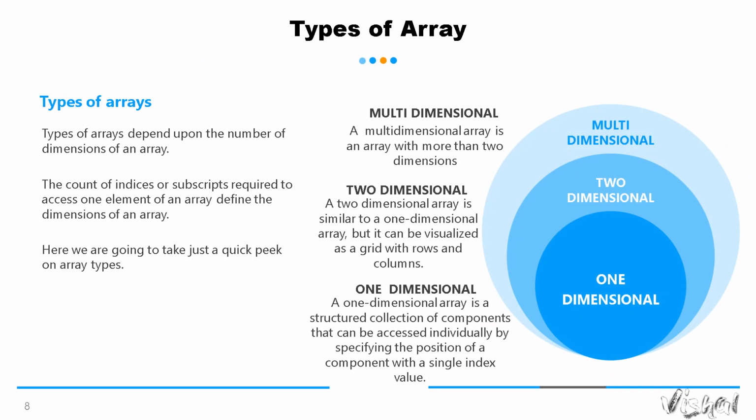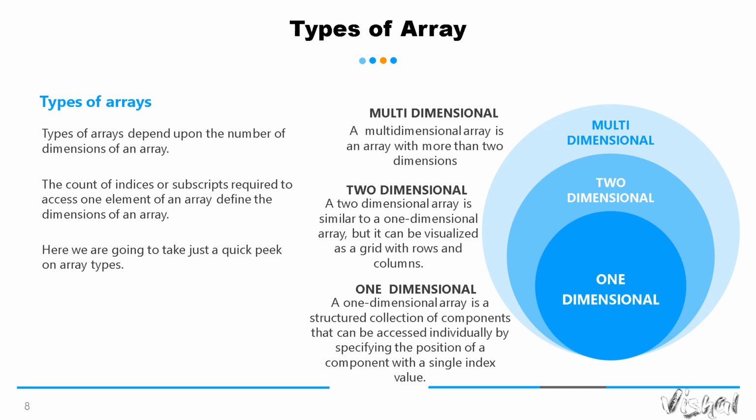So this is the next slide, which says the types of array. Generally there are mainly two types of array. The first one is one dimensional and the other is multi-dimensional. But for the sake of understanding, or for easiness, I have divided it into one more group, which is two dimensional. So let's see.